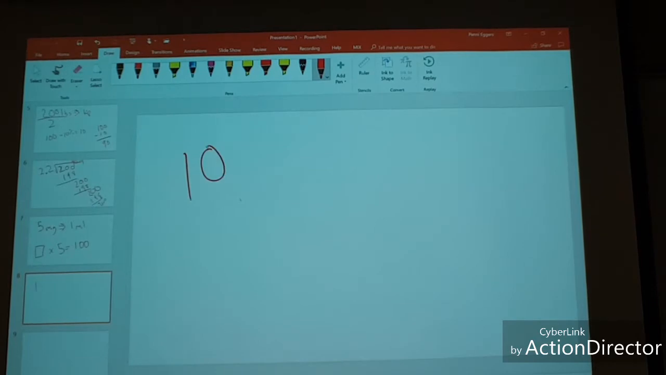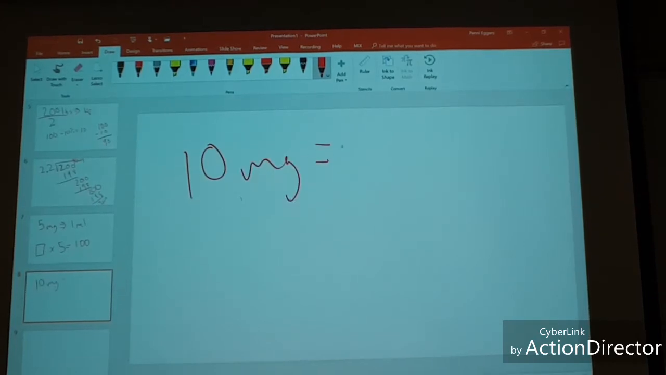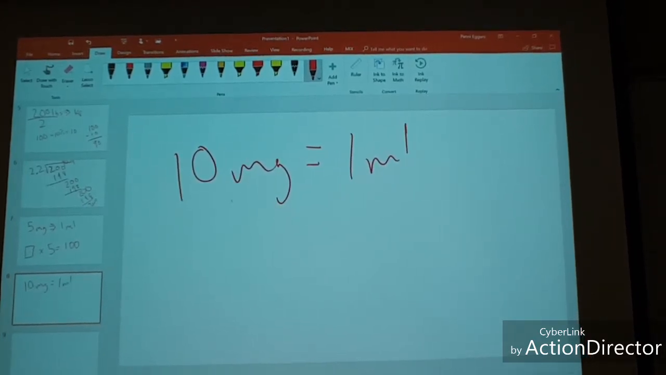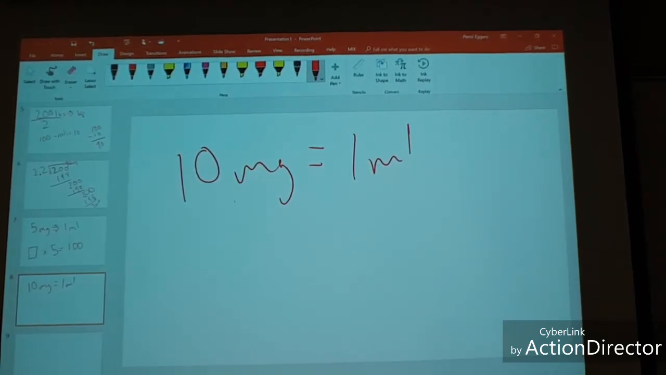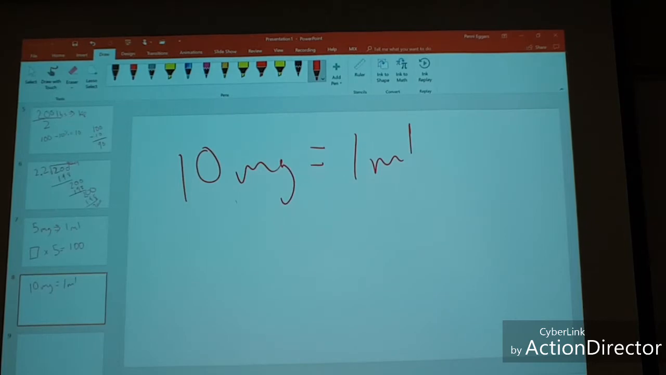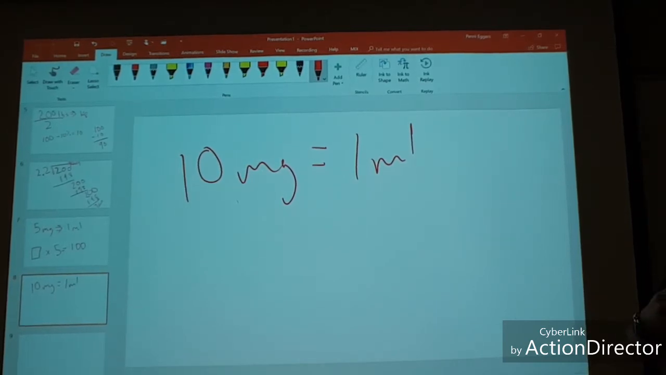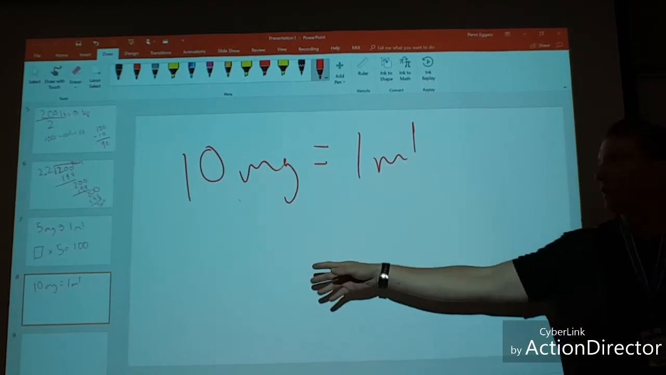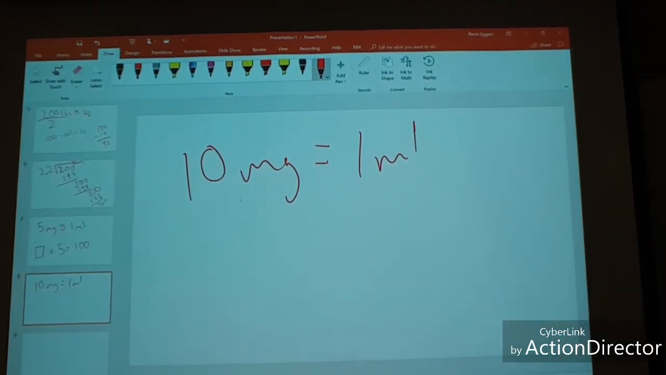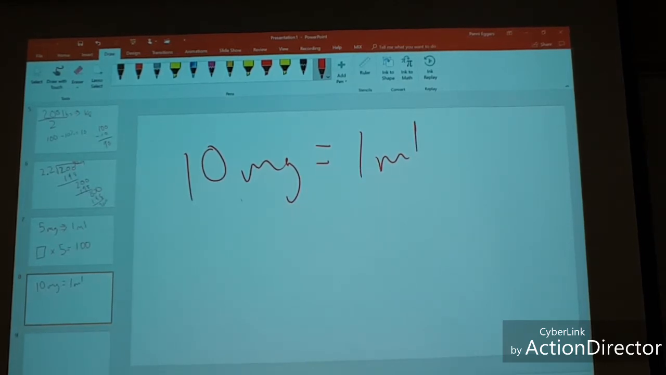Now I have 10 milligrams in 1 mL. What's my concentration there? 10 to 1, right? So I can also express it. What if the doctor ordered me to give 3 milligrams of this drug? That's 0.3, 0.3 what? mLs, right? That's pretty simple, right? So the formula for this is this.